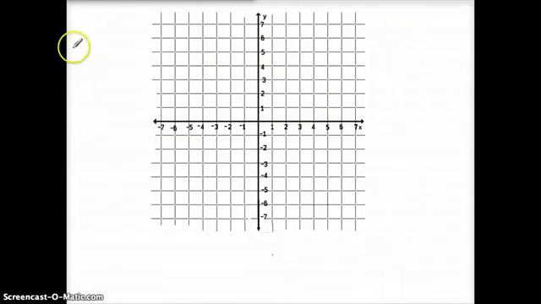Let's look at the x and y-axis. Your y-axis is your vertical axis. Your x-axis is your horizontal axis. Every single point on your y-axis, well, let's look at a few of them. Here's the point (0, 5). Here's the point (0, 2). Here's the point (0, negative 3). Everything on the y-axis has the ordered pair 0, comma, some y value.